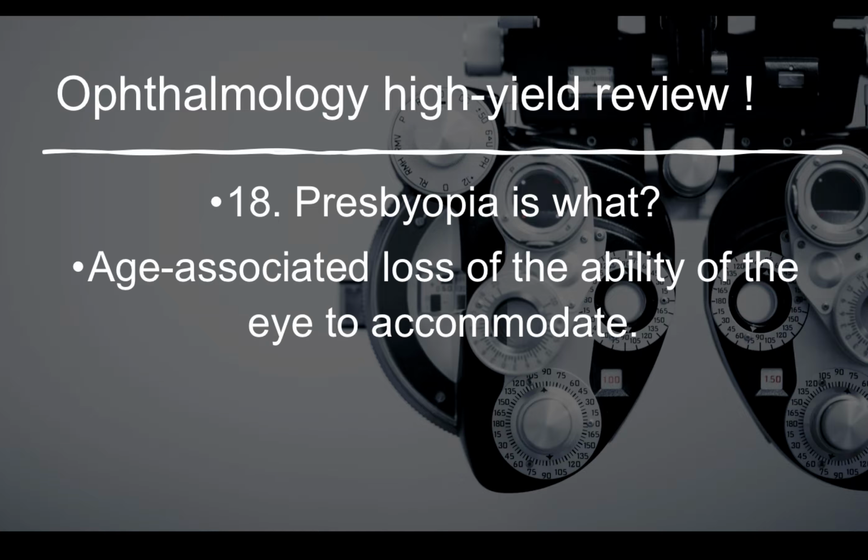Presbyopia is what? This is age-associated loss of the ability of the eye to accommodate. So they're going to tell you this is an elderly patient that has lost their ability to accommodate, and they're going to ask you what's the most likely cause, and the answer is presbyopia.